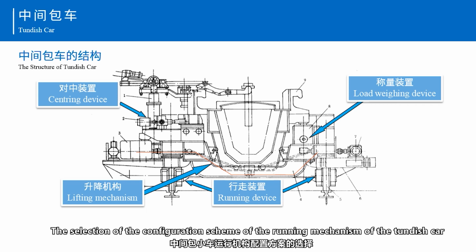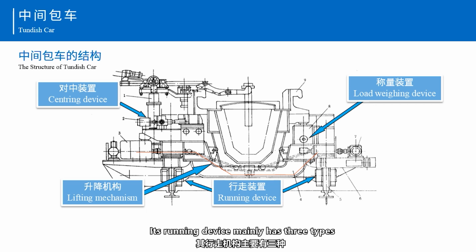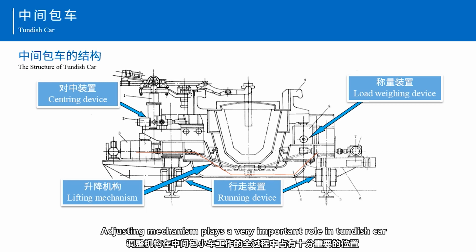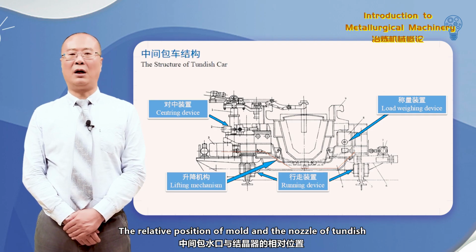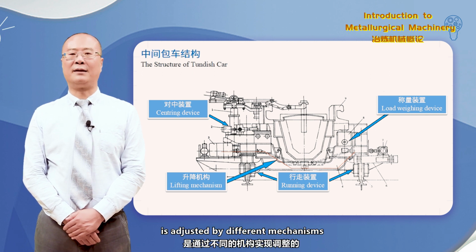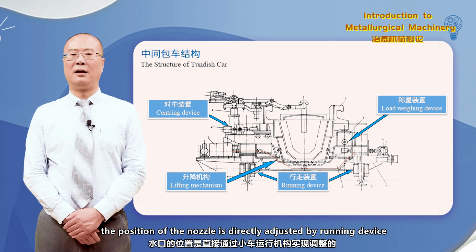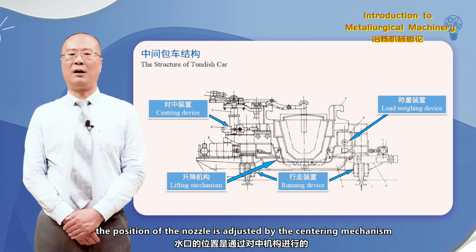The selection of the configuration scheme of the running mechanism of the tundish car should be based on no interference with the mold. Its running device mainly has three types: one-side driven, two-side centralized driven, and two-side separate driven. Adjusting mechanism plays a very important role in the tundish car. The relative position of the mold and the nozzle of the tundish is adjusted by different mechanisms. In the direction perpendicular to the casting, the position of the nozzle is directly adjusted by running device. In the direction of the casting, the position of the nozzle is adjusted by the centering mechanism.